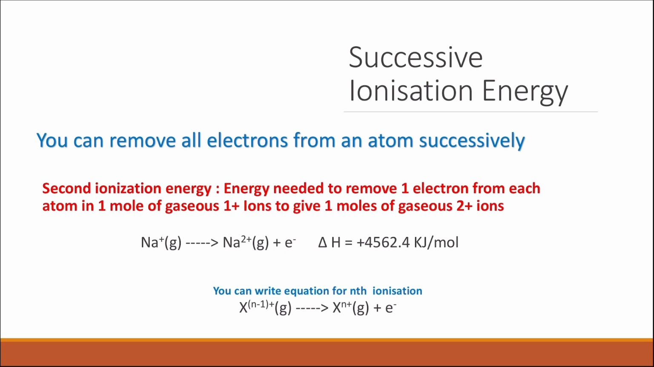For successive ionization energy, the second, third, or whatever, remember when you write the equation, for example, the equation for the second ionization energy of sodium, we start with the sodium ion. We don't start with the sodium metal. Again, we put it in the gaseous state, and that will give us sodium 2+. This is the second ionization energy, also as gas, and the electron.